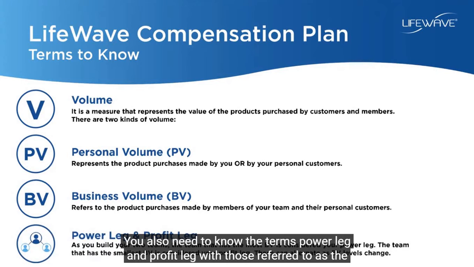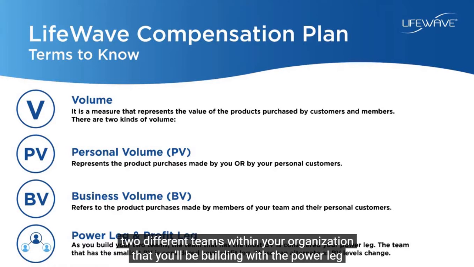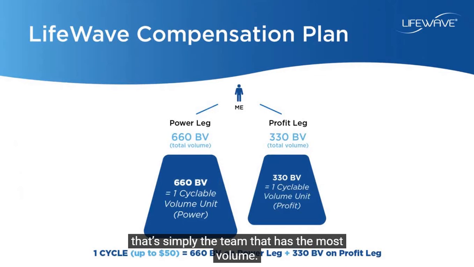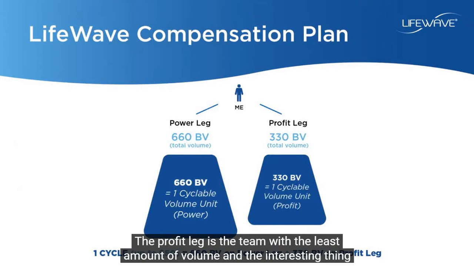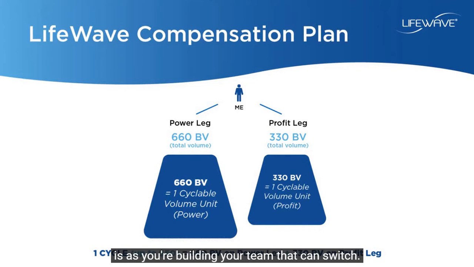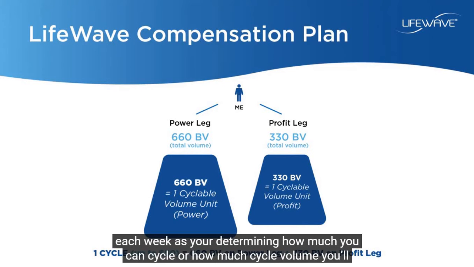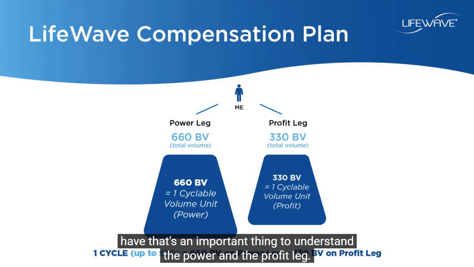You also need to know the terms power leg and profit leg. Those refer to the 2 different teams within your organization that you'll be building with. The power leg is simply the team that has the most volume. The profit leg is the team with the least amount of volume. And the interesting thing is, as you're building your team, those can switch. So if one team starts out as your power leg, it may not always be your power leg. But each week, as you're determining how much cyclable volume you'll have, it's important to understand the power and the profit leg.